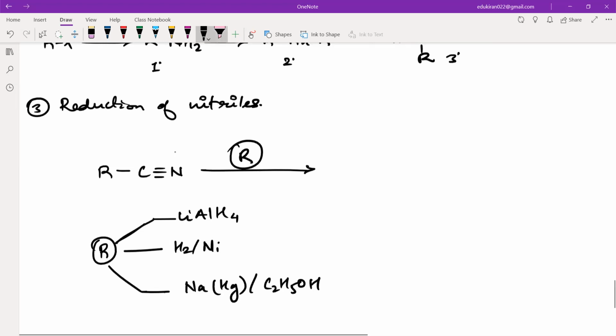So you can remember LiAlH4 because it is a good reducing agent, and it will reduce this nitrile to R single bond C. Now C will get 2 hydrogens, so this will be CH2, and nitrogen will get 2 hydrogens, so this will be NH2, and you have got a primary amine. Is that clear? Yes or no? Yes, sir. Okay, now let us look at some questions.